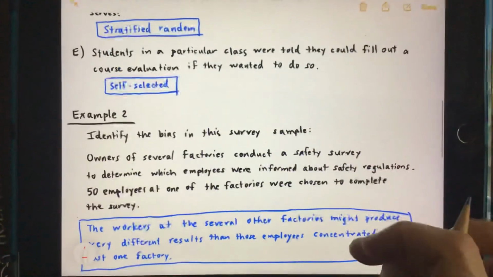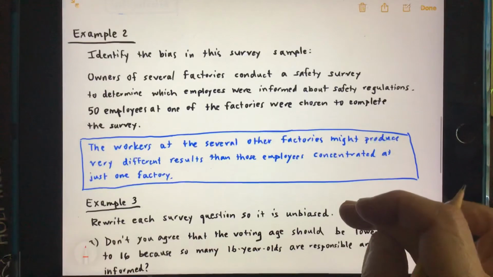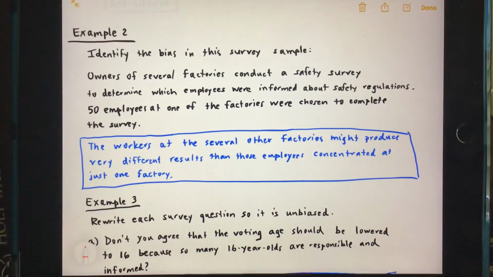All right, so moving to example 2, we're going to take a little different look at our surveys. We were concentrating on ways to get some good samples from a population to figure out what's going on.